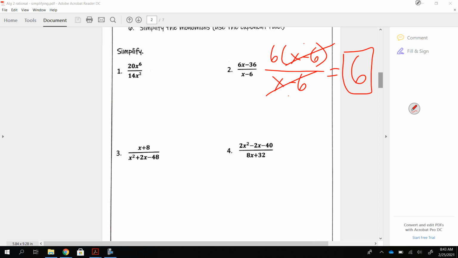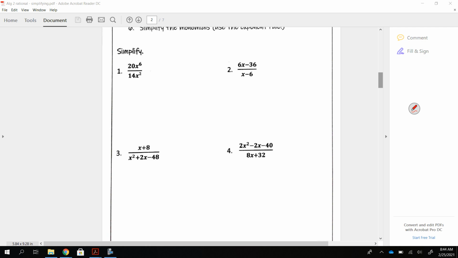Now, let's move on to number 3. This is where we can start using menu 331. So for number 3, again, this is if you have a calculator. If you don't, you just got to factor it by hand, the good old-fashioned way. But again, it shouldn't be too hard. We've been doing it for months now. We have x plus 8 divided by x squared plus 2x minus 48. All right, so we can go menu 331 for the bottom, this bottom part.